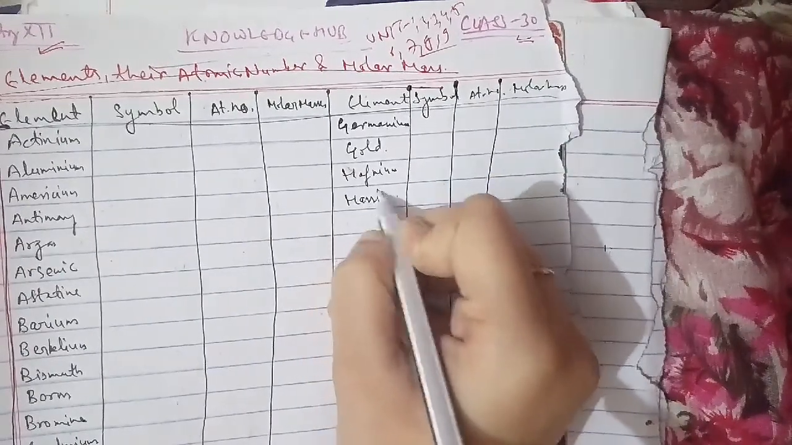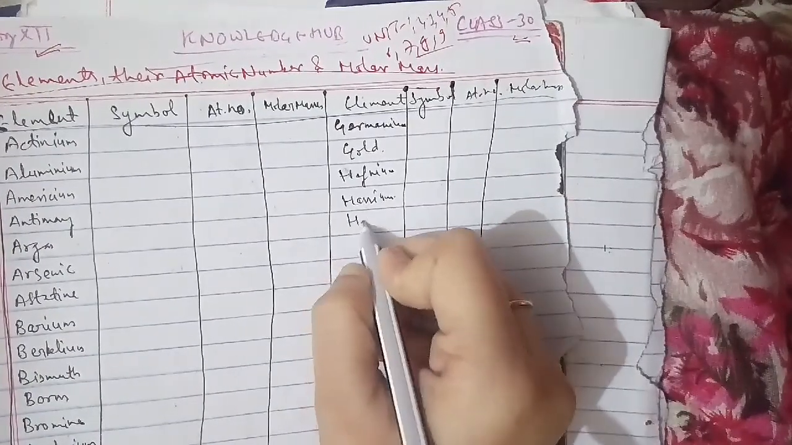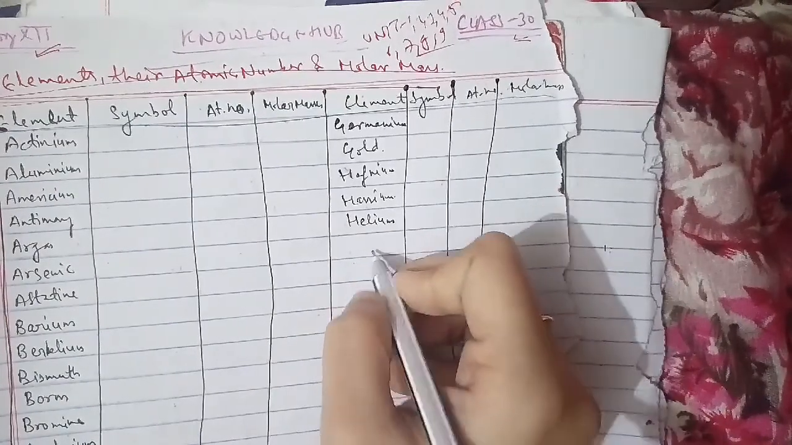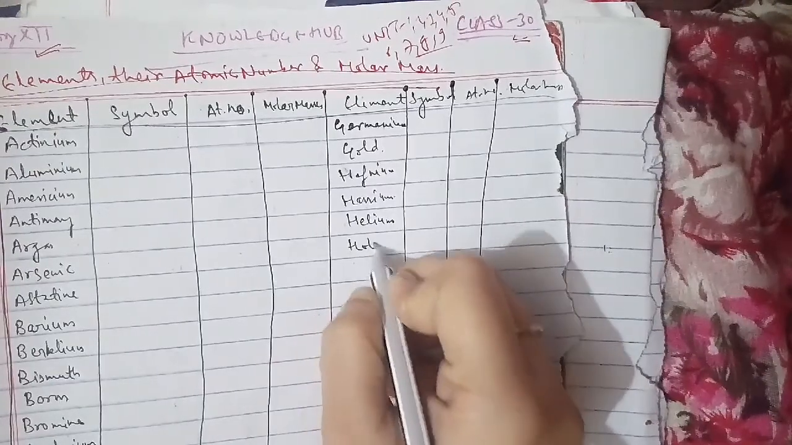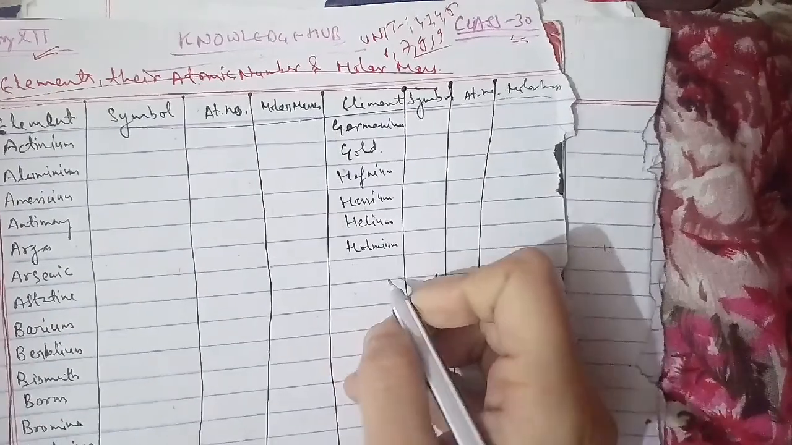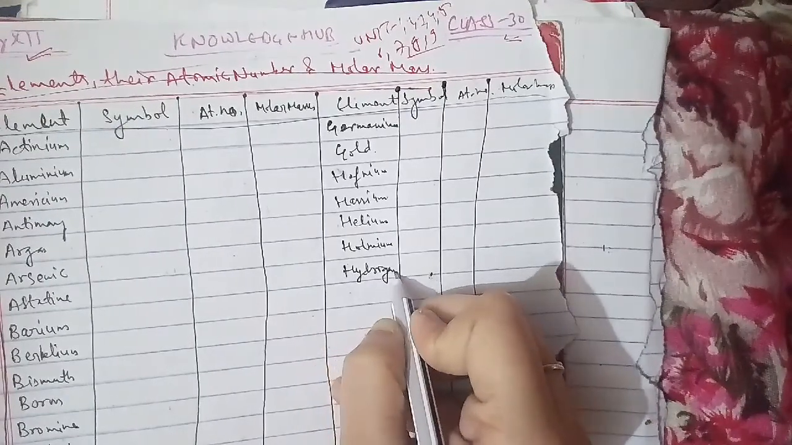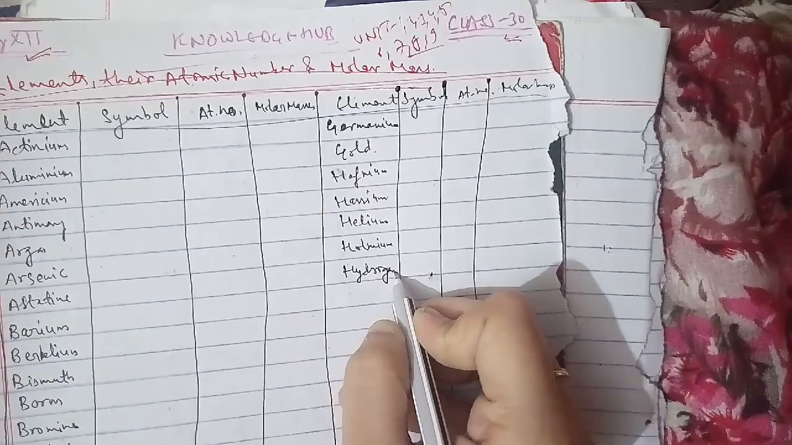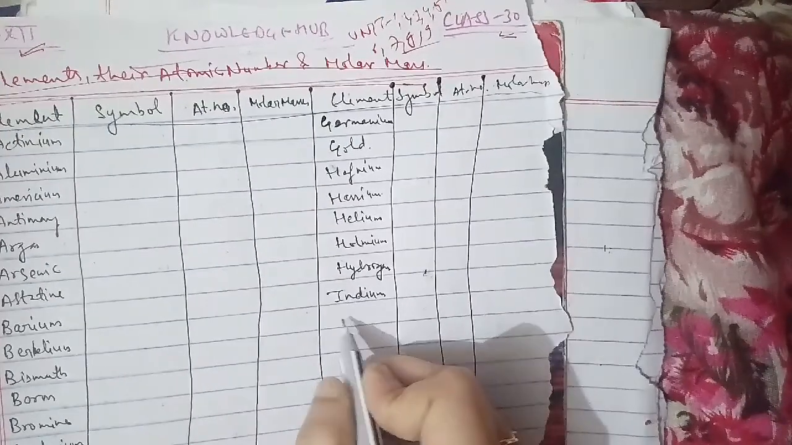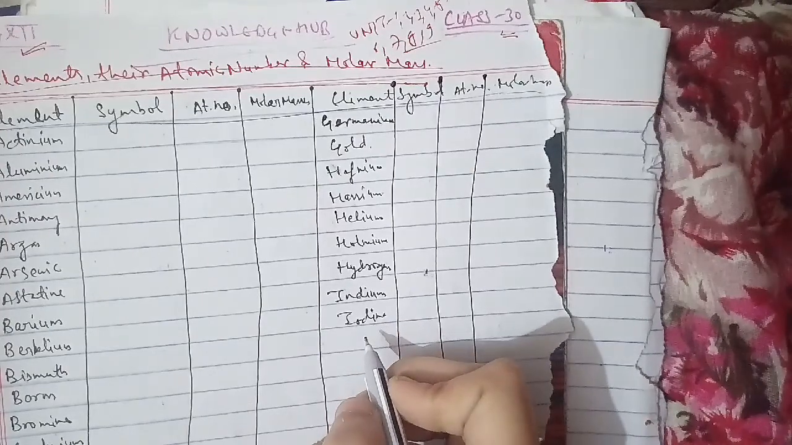After holmium we have hydrogen. After hydrogen we have indium. Then we have iodine. After indium, iodine, then we have indium as well, another one, that is iridium. After iridium we have iodine, indium, and iridium.